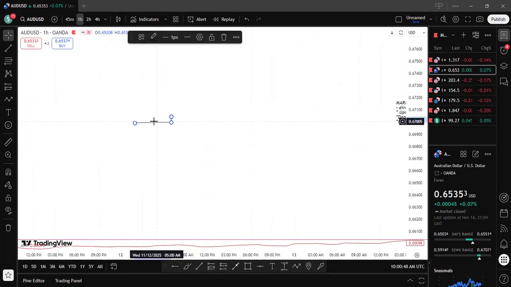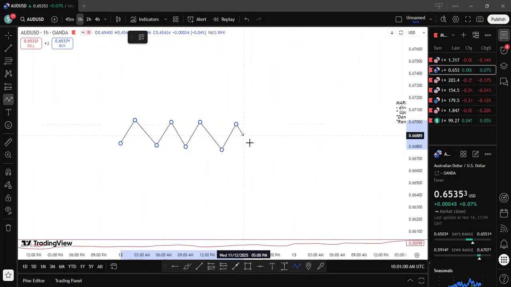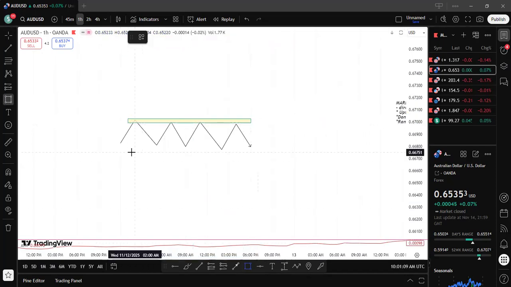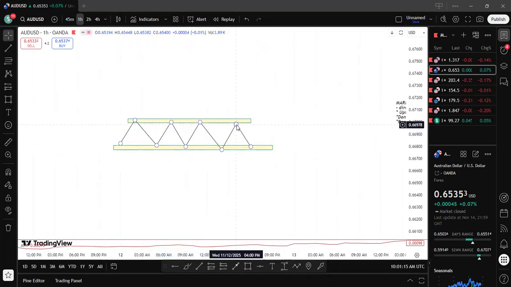Then sometimes you see the price forming a series of highs and lows within a particular range or zone, something like this. It doesn't break all the structure retest. So it is formed between these highs and these lows. Then you can see the market is in a range, consolidation or accumulation state.